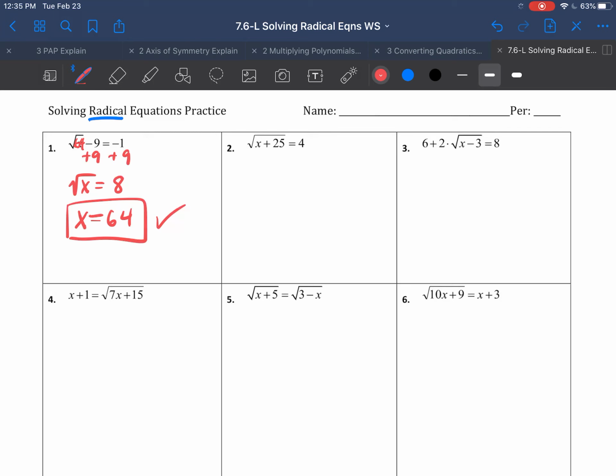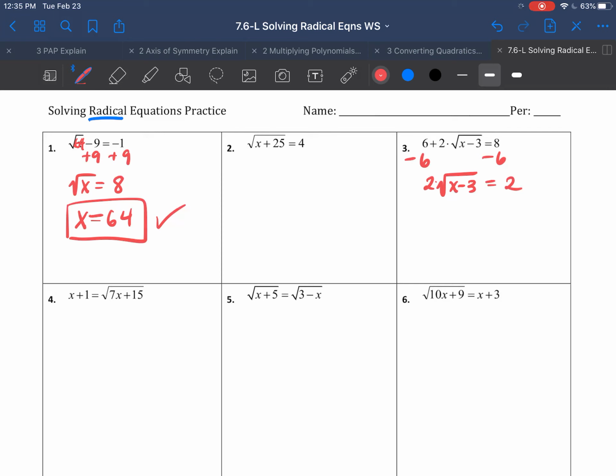For number 3, be very careful. It's very tempting to go ahead and add 6 plus 2 and get 8. But PEMDAS, order of operations, says we have to multiply, then add. So you cannot combine the 6 and the 2. What you have to do first is get rid of the 6 by subtracting it from both sides, giving you 2 square root, and you don't have to put that dot there. It still means times.